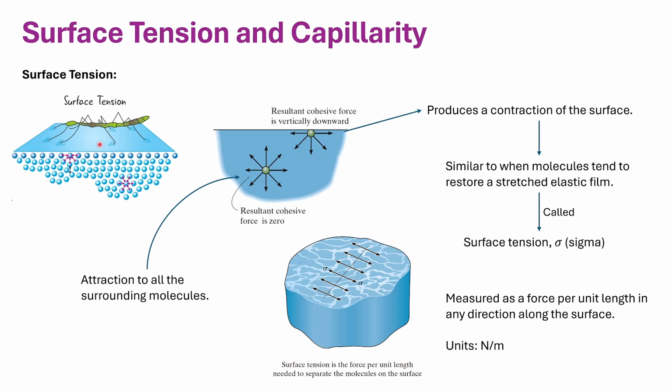That is the reason that, for example, an insect, as shown in this figure, can stay in water or walk on water. That's because of surface tension. That is basically this attraction between the molecules on the surface.